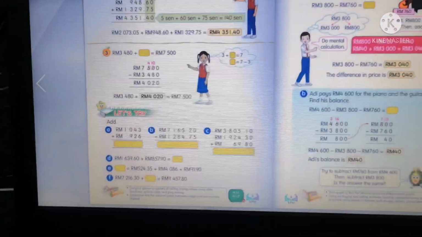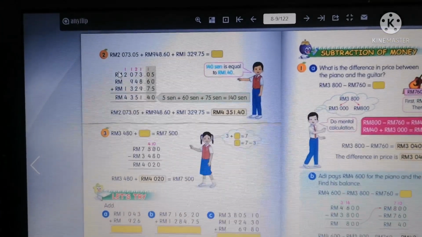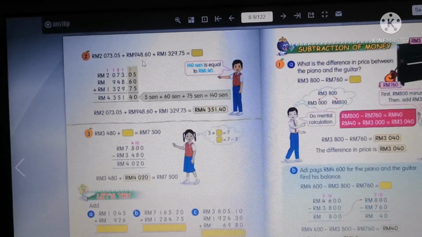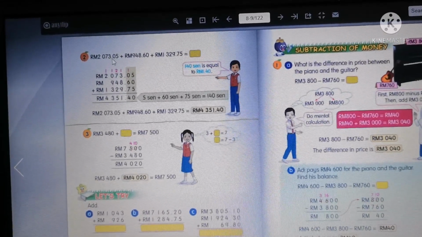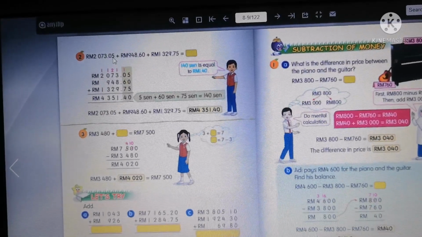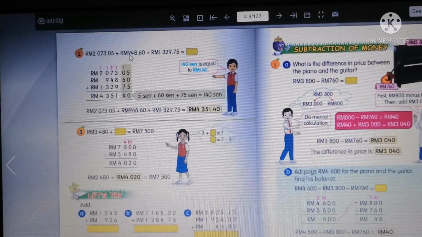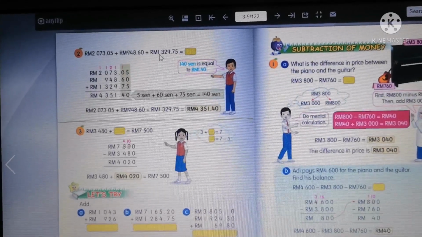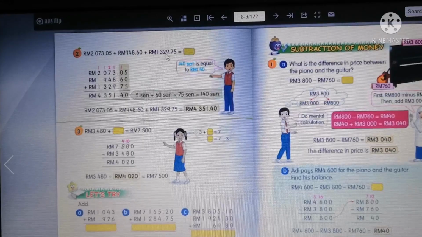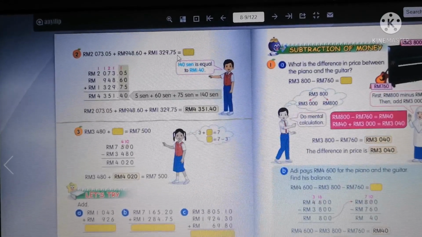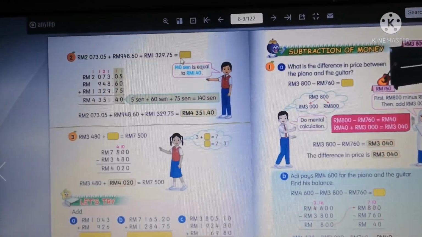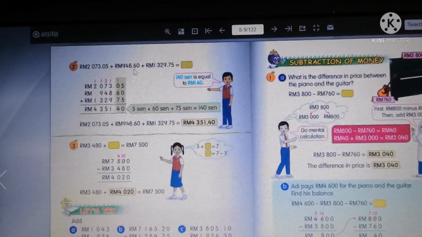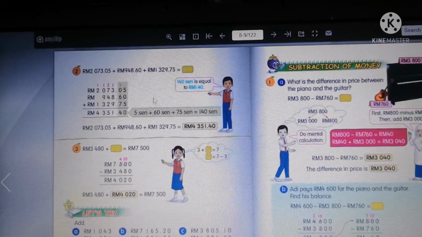Okay, now we are going to move to page 3. Okay, page 3. The second scenario. What is the example they give here? RM 2073 ringgit 5 cent plus RM 948 60 cent plus RM 1329 75 cent. Okay, so what they ask you to do? Plus. Look at the symbol here, plus. So they want you to plus everything.